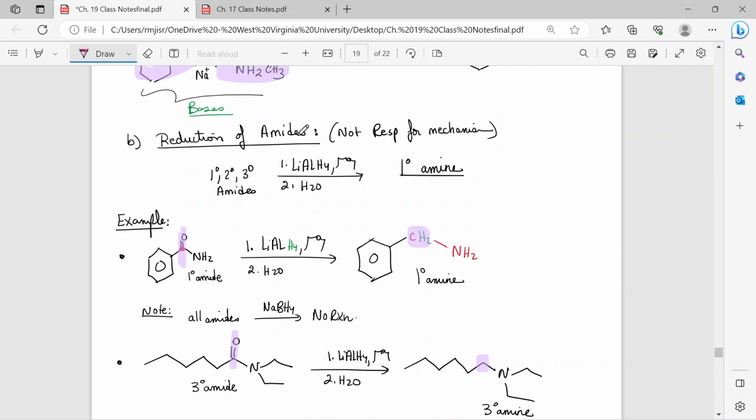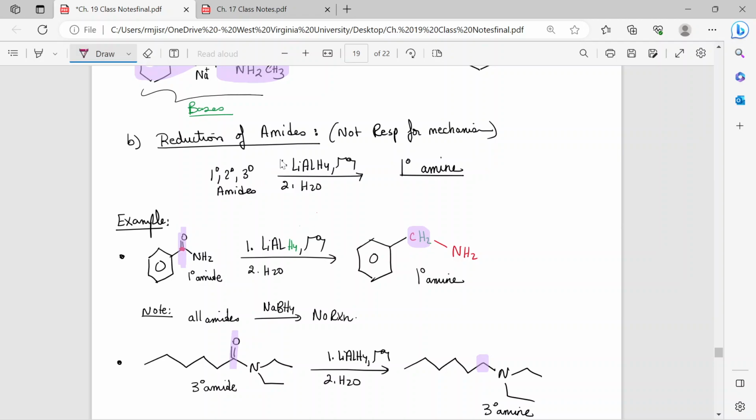The second type of reaction is the reduction of amide. You are not responsible for the mechanism, but with this one, we're going to use a strong reducing agent. We're not going to use sodium borohydride because it won't have any reaction with the amides. But the lithium aluminum hydride will reduce all the types of amides, primary, secondary, or tertiary.